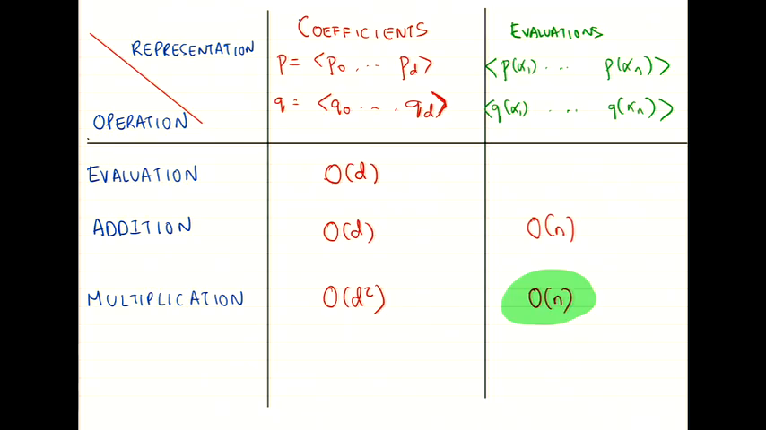So if there's a quick way, an efficient way to go from coefficients to evaluations and back, then you can start with coefficients, convert them to evaluations, multiply, and come back to coefficients. That gives you a fast multiplication algorithm. So let me say that slowly again.